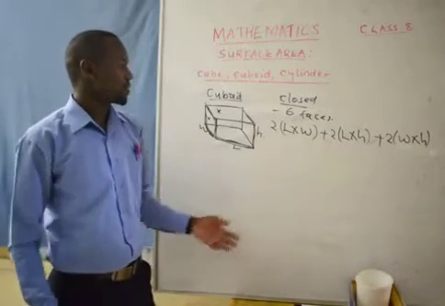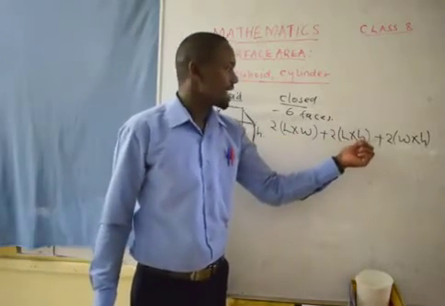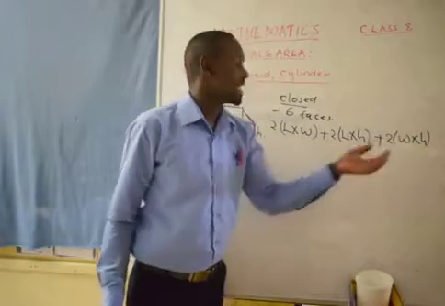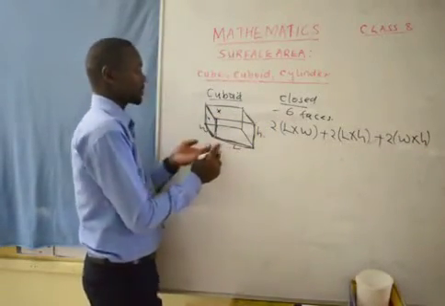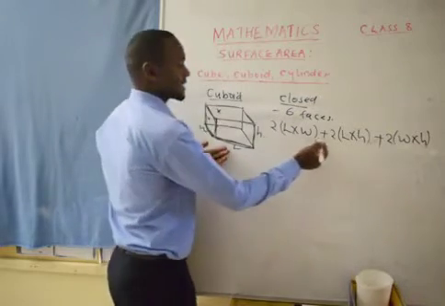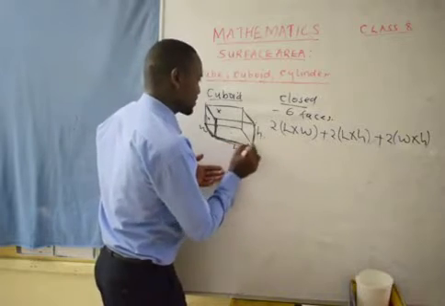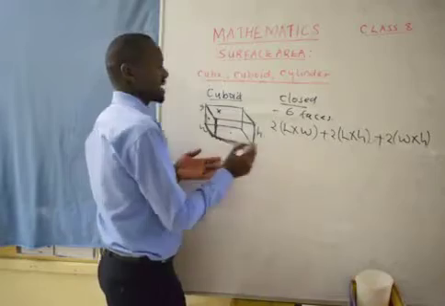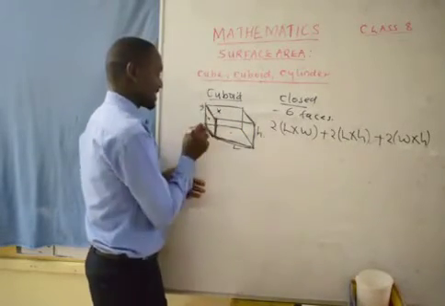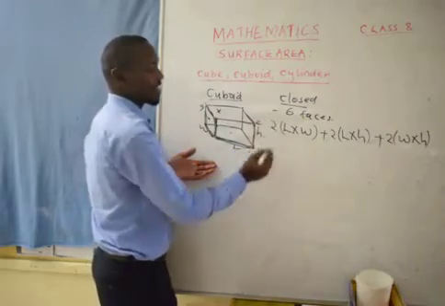This is the formula for getting the surface area of a closed cuboid: twice length times width plus twice length times height plus twice width times height. That is length times width to get the one at the bottom and the top, plus length times height, the face facing you, times 2 because we have this face and the other one behind, then plus width times height, the one on this side and the other one on the other side.